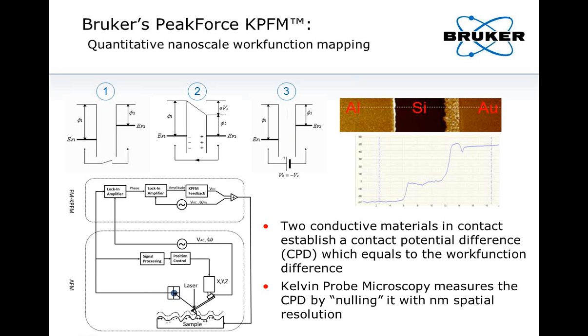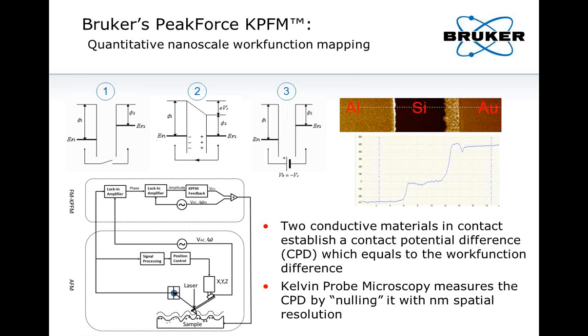Let's look first at the diagram labeled 1, 2, 3 on the top left corner. When two conductors are brought into electrical contact, for example, with an external wire, electrons will flow from the one with the lower work function to the one with the higher work function, equalizing the Fermi energies. And if you make them into a parallel plate capacitor, you will have opposite charges on the surfaces.